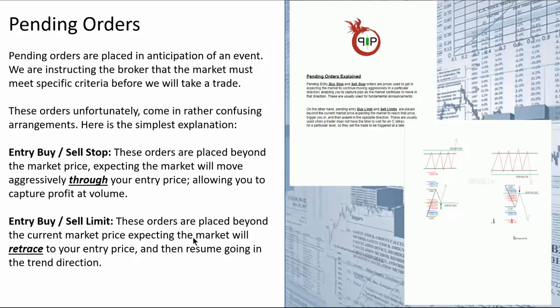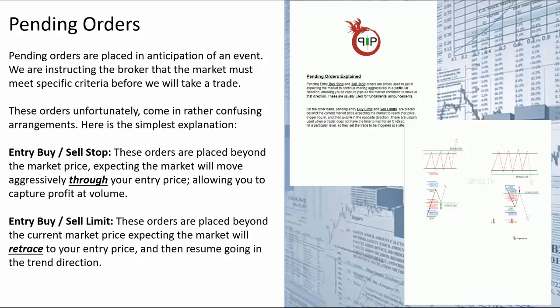So for the entry buy and entry sell stop, these orders are placed beyond the current market price, right? We're not getting in at market. We're placing them beyond the market price. So if the market touches that price, we're going to be triggered in. The entry buy and sell stop are placed beyond the market price, expecting that the market will move aggressively through our entry price point, allowing us to capture profit at volume. These are typically used during consolidation, when we're expecting a breakout or in anticipation of a fundamental announcement.